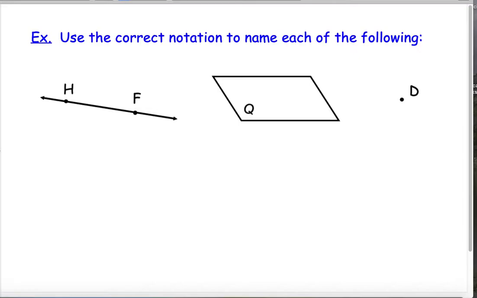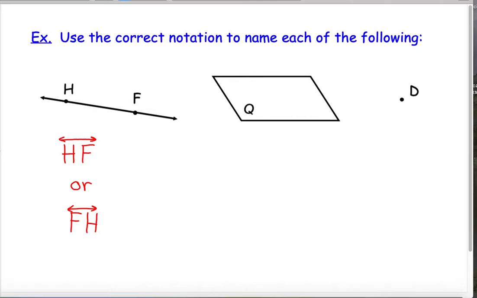Well, what is this? It's a line, and for a line we need 2 letters. So I'm going to write 2 letters, the 2 points, H and F, and then we put a line symbol above it with arrows on both ends. Now, if you happen to have done it in the opposite order, if you said F and then H with the arrow, that's also correct. So either one of those is fine. There's 2 different correct answers.